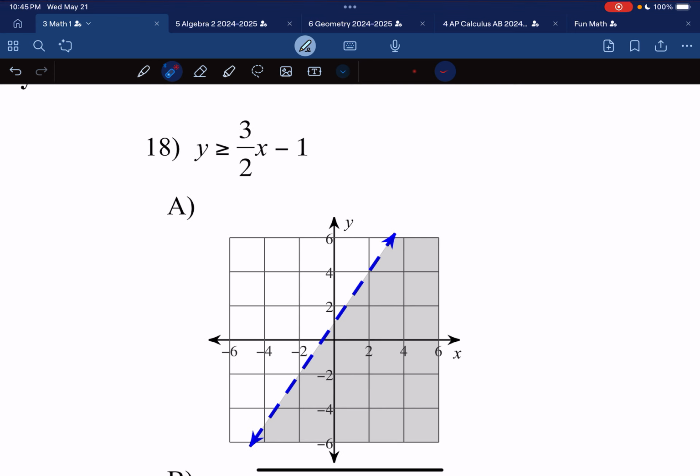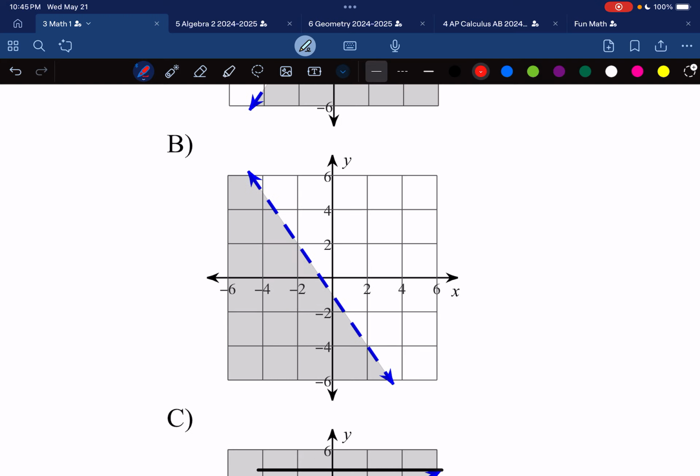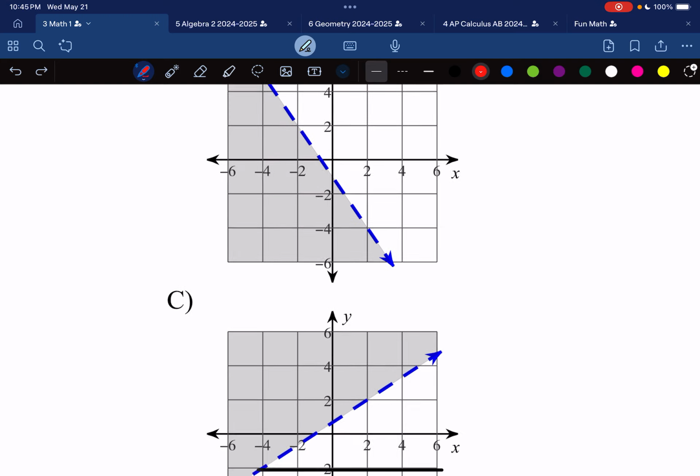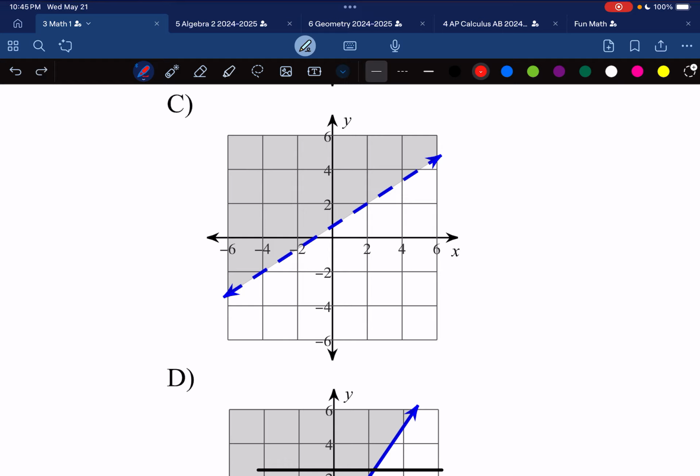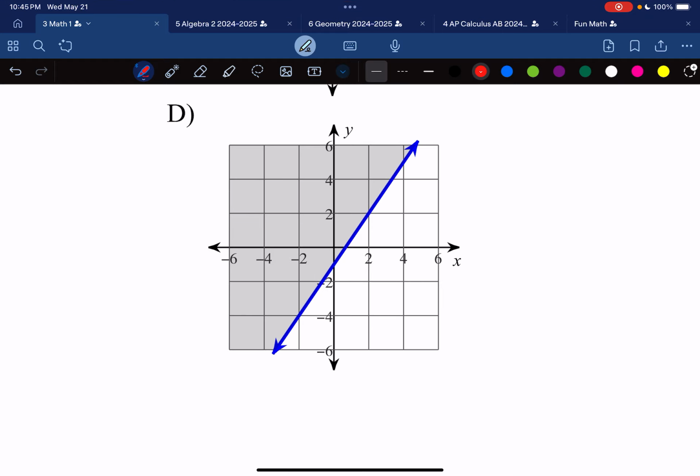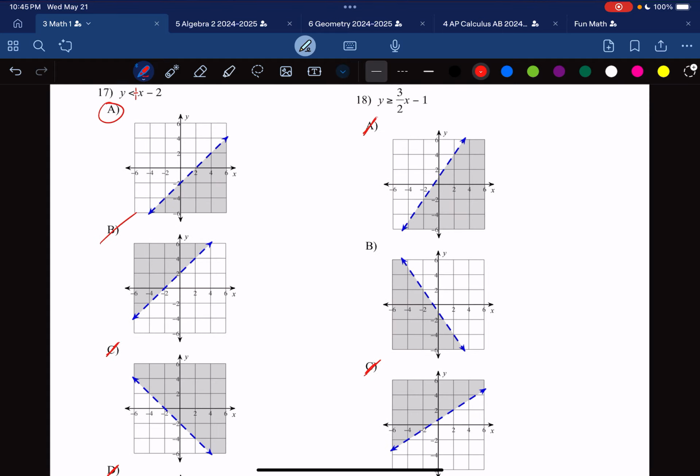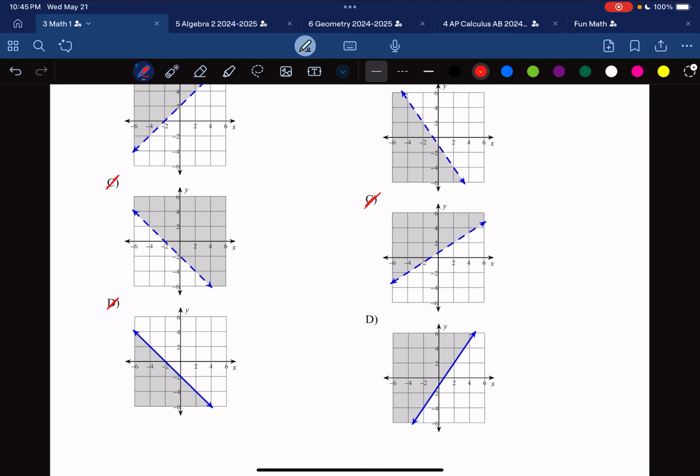Number 18, let's check the y-intercept. Should be -1, -1. Nope, wrong y-intercept. Y-intercept of -1, good. Y-intercept of -1, bad. C is eliminated. Y-intercept, good. Okay, so both D and B have the correct y-intercept.